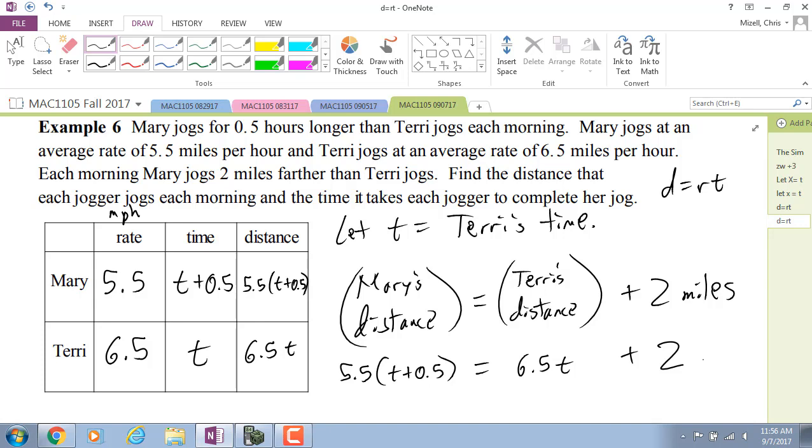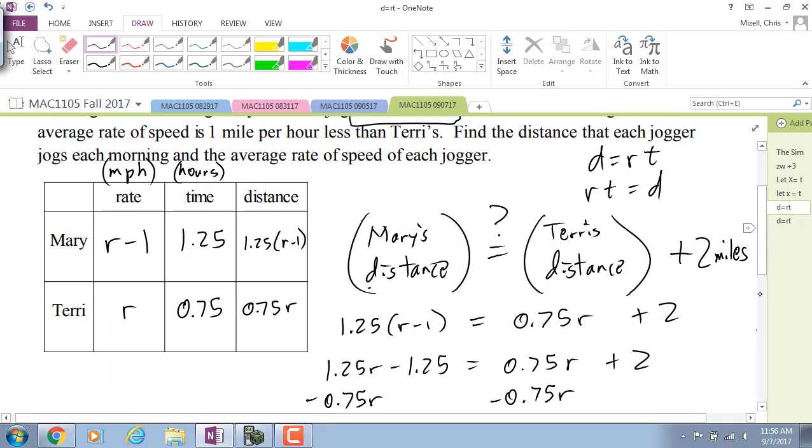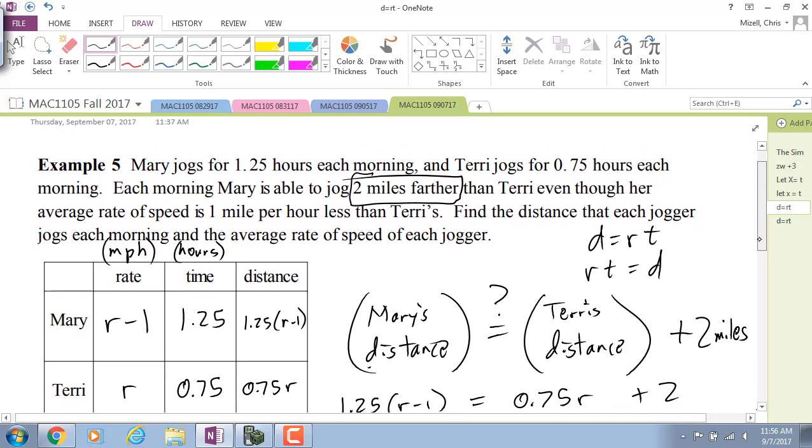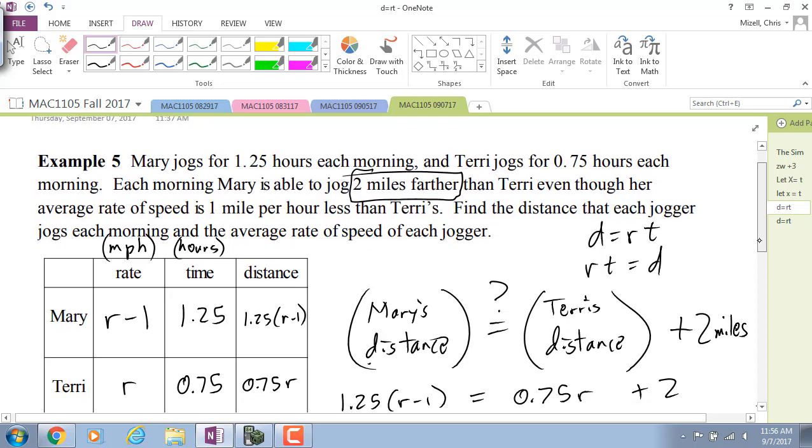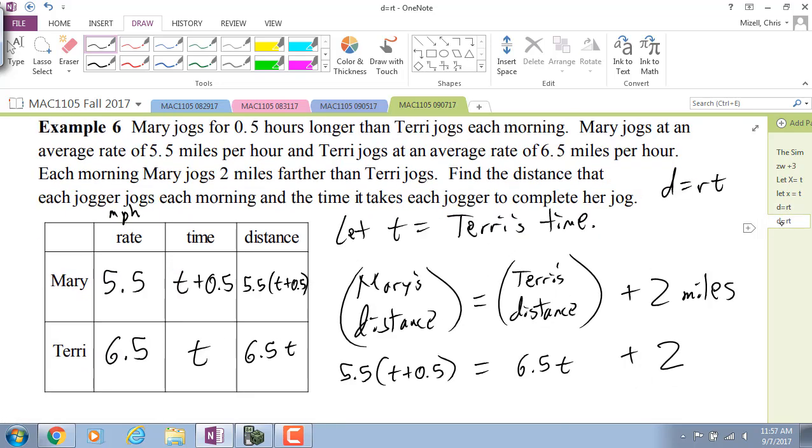And if we solve this equation, we should get the same value we got for time, or maybe the values we were given for time. In the previous example, what were those values? 1.25 hours for Mary, 0.75 hours for Terry. So I would recommend solving this and see if that's what you get. If so, it'll be exactly the same values as we had in the previous problem. But rather than finishing this, I'm going to move on to example 7. Questions about this one before we walk away from it? No.